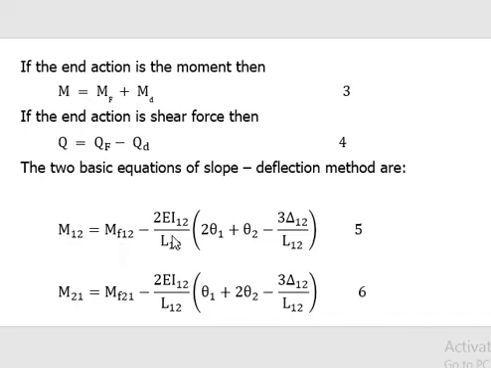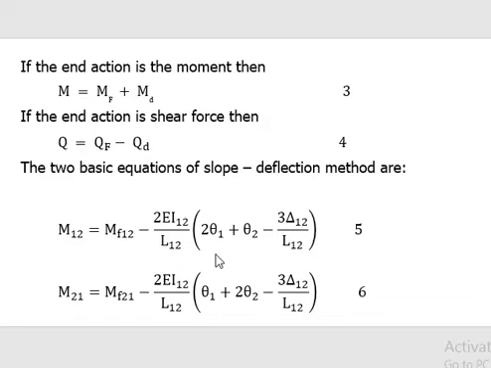I in this case is the second moment of inertia of span 1, 2, divided by L1, that is the length of span 1, 2, multiplied by, in brackets, 2 times theta 1. Theta 1 is the slope of the beam at support 1, plus theta 2, that's the slope of the beam at support 2, minus 3 over L12 times delta 1, 2, that is the difference between support 1 and support 2 when one of the supports sank laterally.